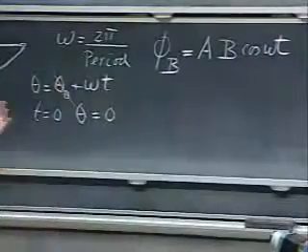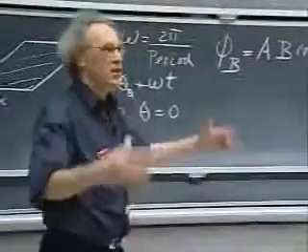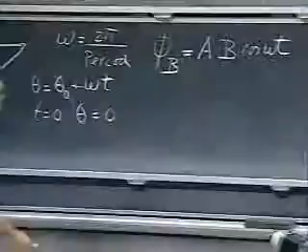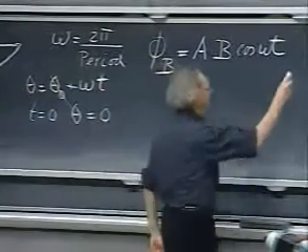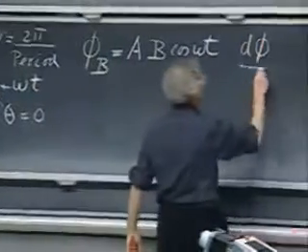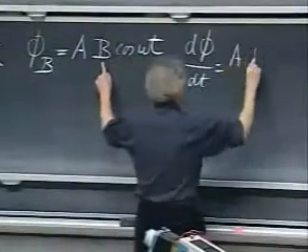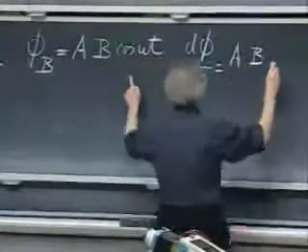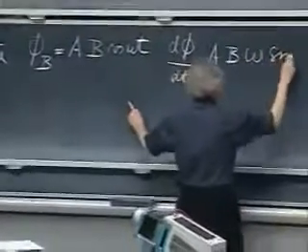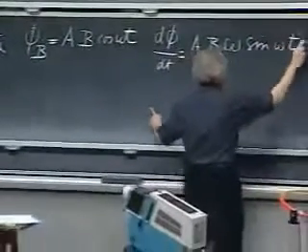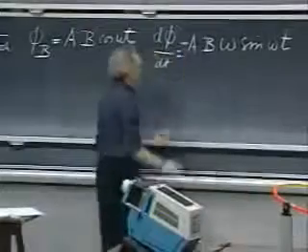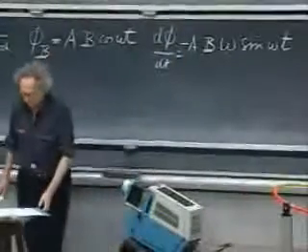Maxwell tells me it's not the flux that matters. It is the change in the flux that matters. Okay. So d phi dt. I get the A, the area. I get the magnetic field. An omega pops out. And I get a sine of omega t. And I get a minus sign.